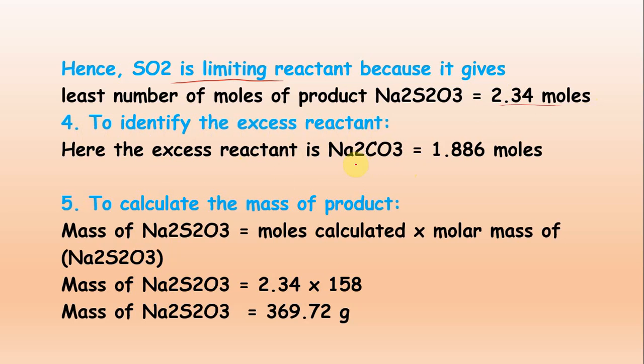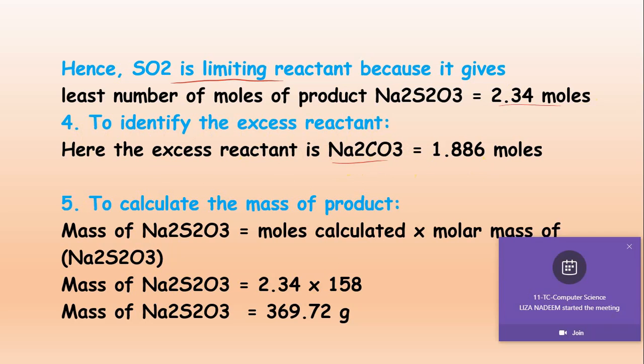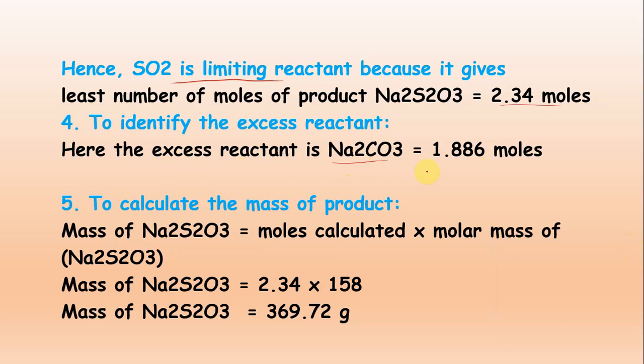The excess reactant is the sodium carbonate, which will give 1.88 moles. Then the last one is to calculate the mass of the product. How can we calculate the mass of the product? With the help of the limiting reactant.